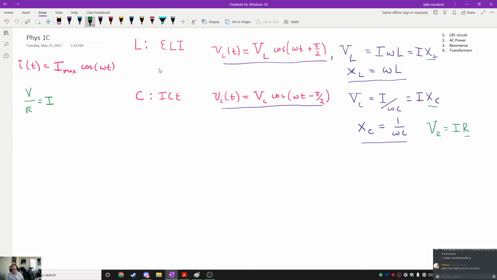So at the end of the day, this is going to make analyzing AC circuits a lot simpler than, for example, analyzing the circuit that Cam was asking about at the beginning of class before we started.